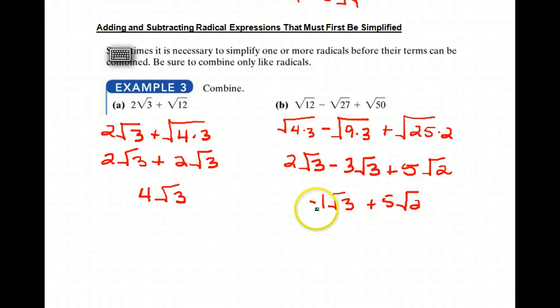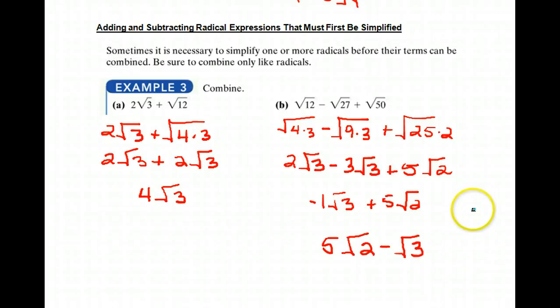Now, we don't ever want to write it as negative 1 root 3, because negative 1 root 3 is the same as negative root 3. So what we're going to do is put the 5 root 2 first and then just write minus root 3. If all you had left was just a root 3, you would have just written negative square root 3 and called it a day. You don't need to put the negative 1 there.